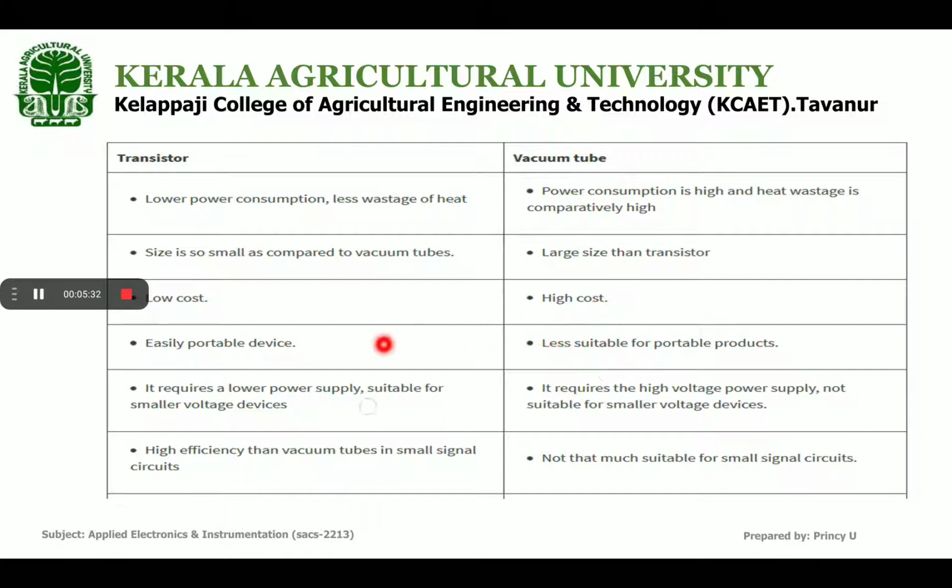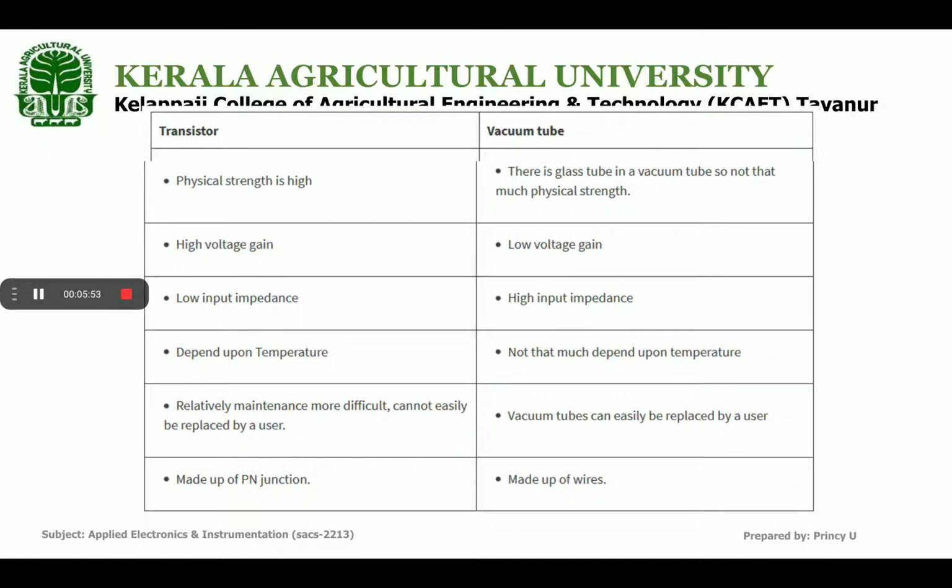Vacuum tubes are not lightweight devices. Transistors require a lower power supply, suitable for smaller voltage devices, and they are mechanically strong. Practically unlimited life is there for the transistor, and it can do some jobs better than a vacuum tube. You can see here these are the advantages over vacuum tubes. Vacuum tubes have physical strength, high voltage gain and low input impedance, depend upon temperature, and are relatively more difficult to maintain and cannot easily be replaced by a user.